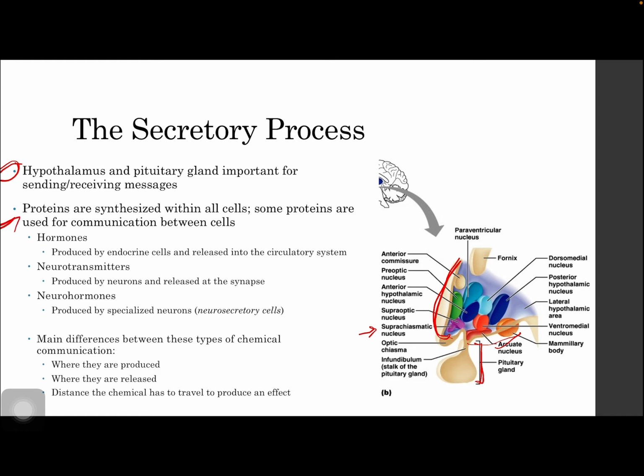Just a reminder that proteins are synthesized within all cells, and some are specifically used for communication between cells. We're going to talk about hormones, neurotransmitters, and neurohormones. So hormones, of course, are produced by the endocrine cells, and they're released into the circulatory system and into the blood.